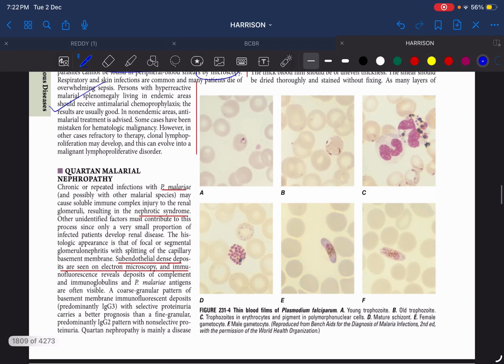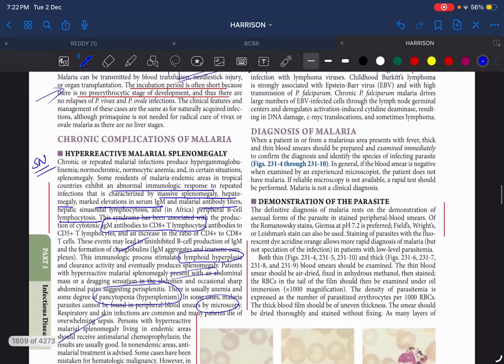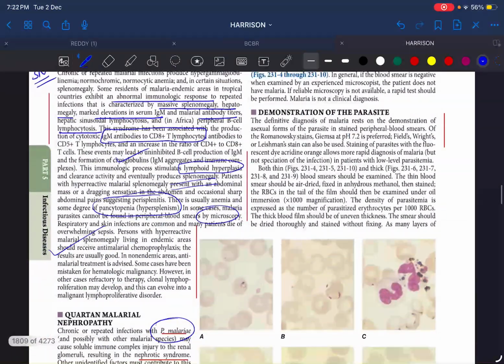Coming to cotton malarial nephropathy, just remember, it is Plasmodium malariae which can cause immune complex deposition, especially subendothelial deposit formation, which can be appreciated on electron microscopy, and it infiltrates the glomeruli and PCT, and that is responsible for causing the nephrotic syndrome-like picture. Okay, that is very important. Again, it is like an immunoglobulin deposition in the walls of the glomerulus. Remember, it is Plasmodium falciparum.